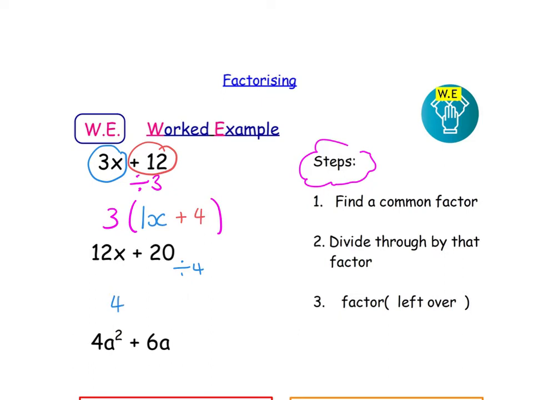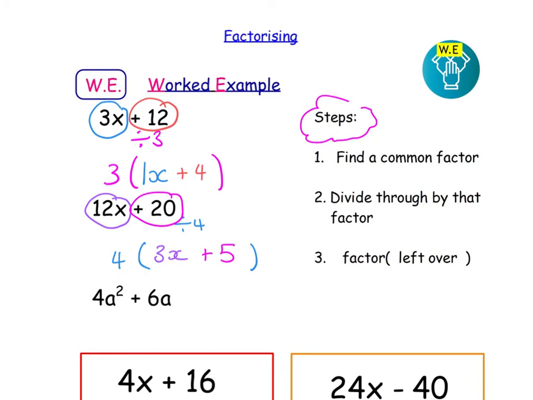So we're going to have 4 on the outside. And then we think 12x divided by 4 is 3x. And 20 divided by 4 is 5. And that's your answer. The last one is we're going to take out two things.